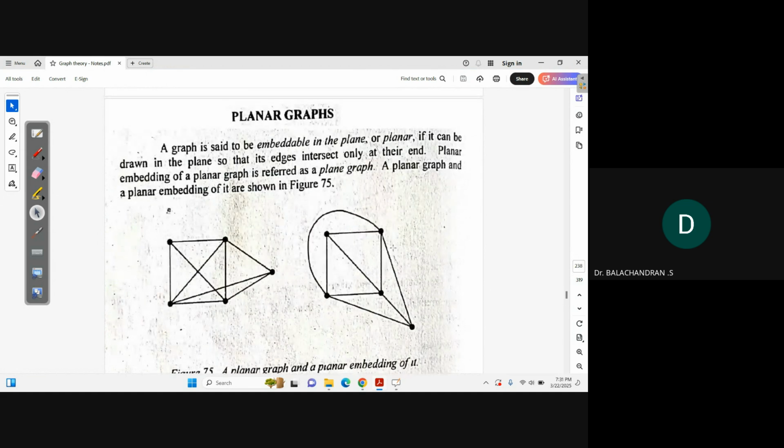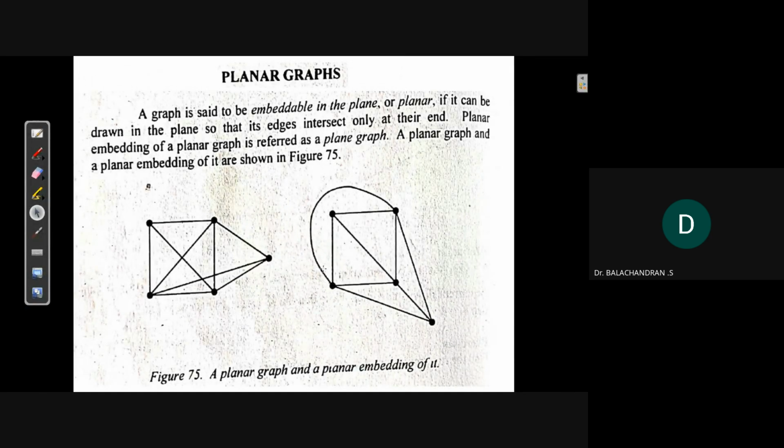So, in this lecture, we will discuss planar graphs. A graph is said to be embeddable in a plane, or planar, if it can be drawn in a plane so that its edges intersect only at their endpoints. A planar embedding of a planar graph is referred to as a plane graph.